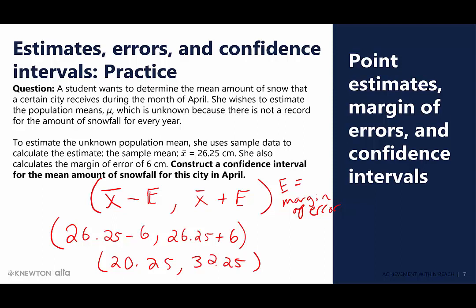And so what does this mean? So the interpretation here is that we still have no idea what the population mean snowfall is. But we are pretty confident, or it is likely, that the unknown population mean snowfall is somewhere between 20.25 centimeters and 32.25 centimeters. Let's try another one.